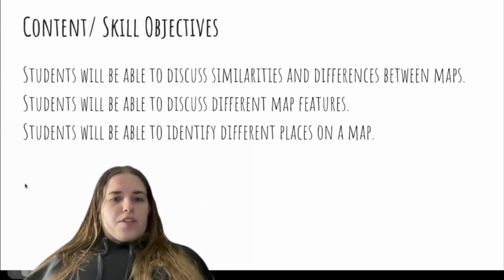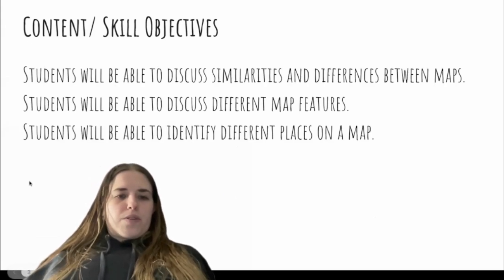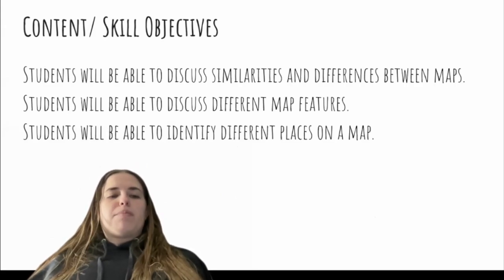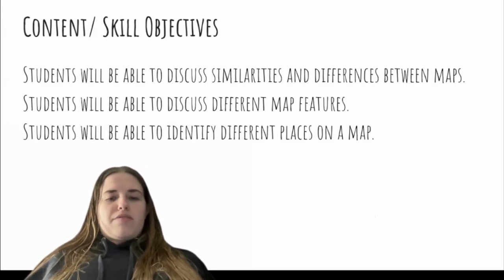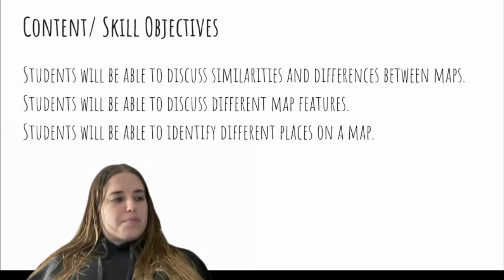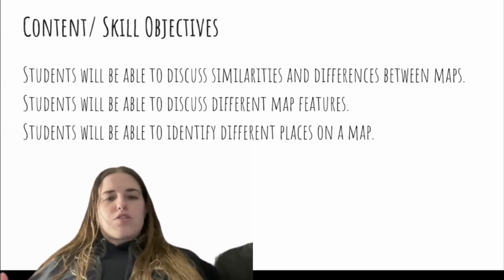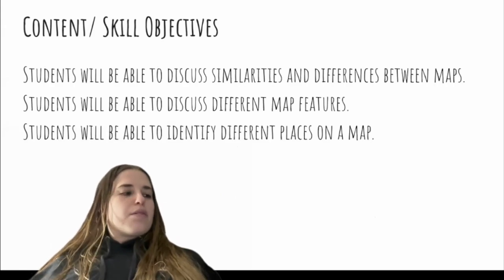The content, objectives, and skills that are going to be used throughout this lesson are that the students will be able to discuss similarities and differences between the maps. The students will be able to discuss different map features that they see on the maps, and the students will be able to identify different places on a map. The students will be asked to use specific language throughout the lesson.